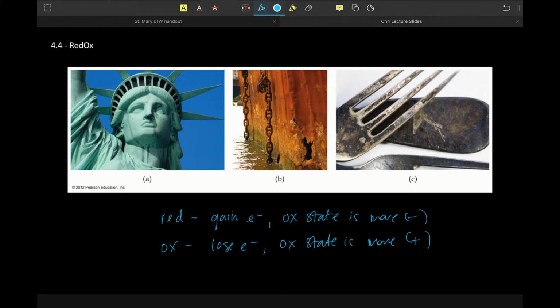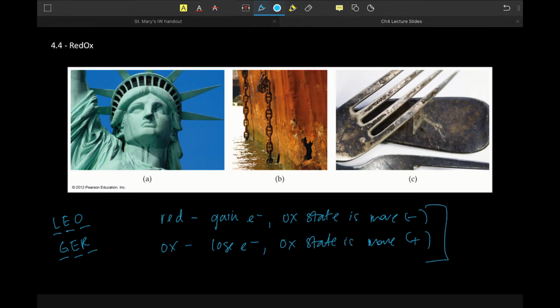For those of you that like little weird things to help you memorize, there is the LEO says GER, where the loss of electrons is oxidation, gain of electrons is reduction. People like those things. I would just as soon memorize these definitions and call it a day. That's just me. To each their own.